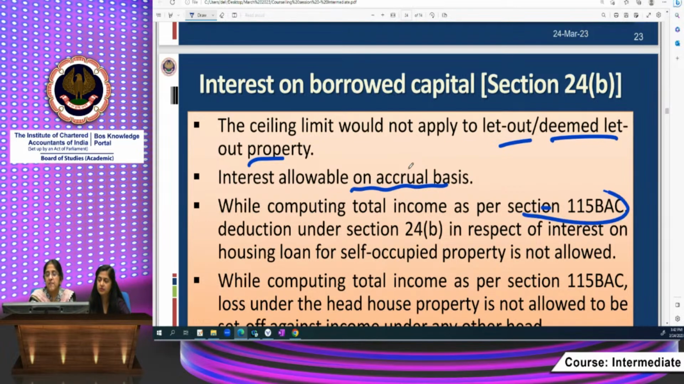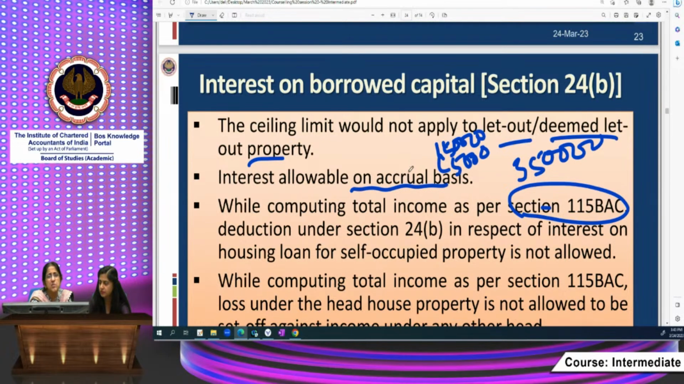But suppose you are opting for 115BAC, then this self-occupied property deduction up to 2 lakh is not allowable. And in case of a let-out property, what is normally the rule? My full interest is allowable as deduction. Suppose my interest is 5 lakh, it's fully allowable as a deduction. Okay, it results in a loss of say 3,50,000. I have an income of 1,50,000 against which I claim a deduction of 5 lakh. This 1,50,000 is after the 30% of NAV deduction.